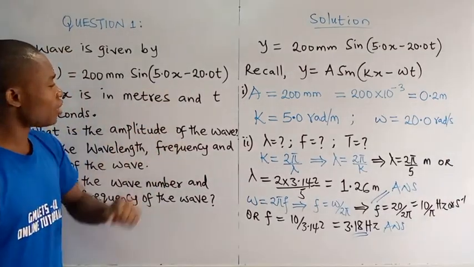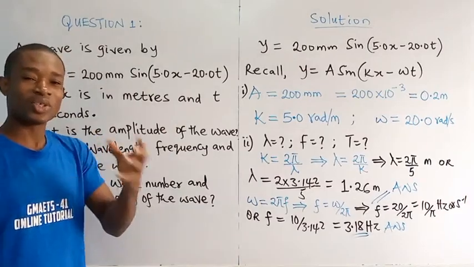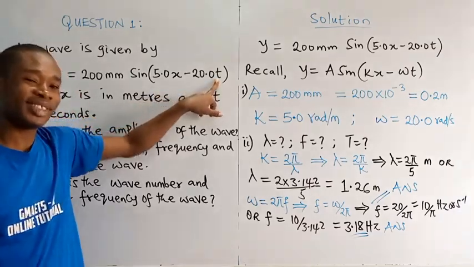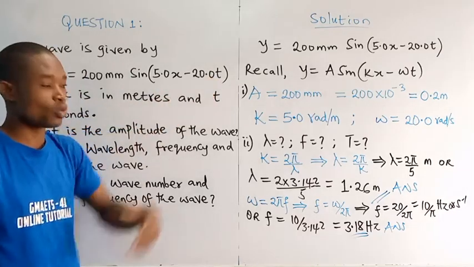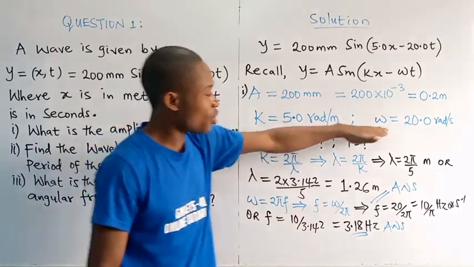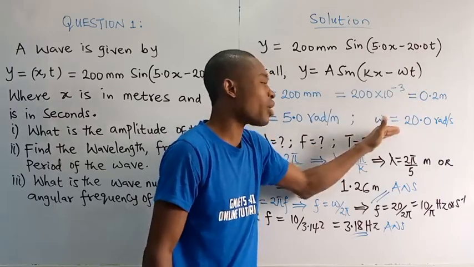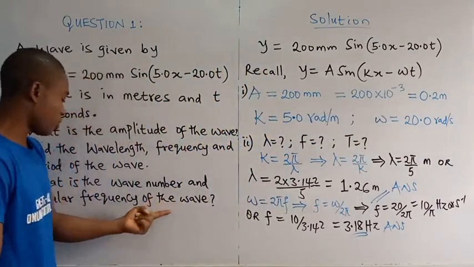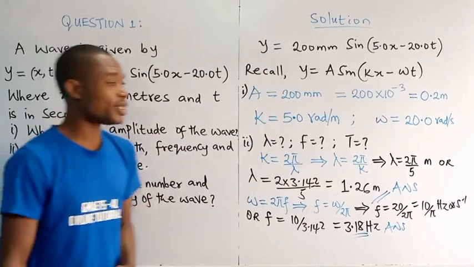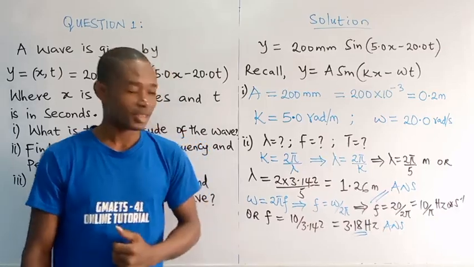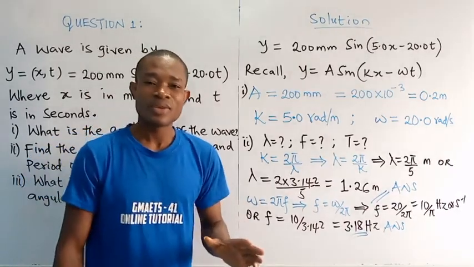Then talking about angular frequency, omega, angular velocity. That is the coefficient of t. What is multiplying t in the given equation? And if you come over here, we already extracted it. Look at it, it's 20. If you do the comparison, so our angular frequency as requested in the third part of the question is 20.0, or simply 20 radian per second. And that is how we deal with this question.